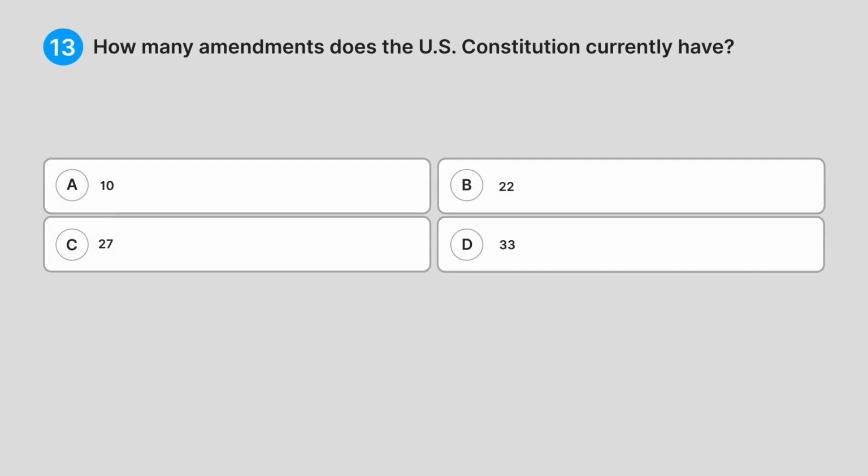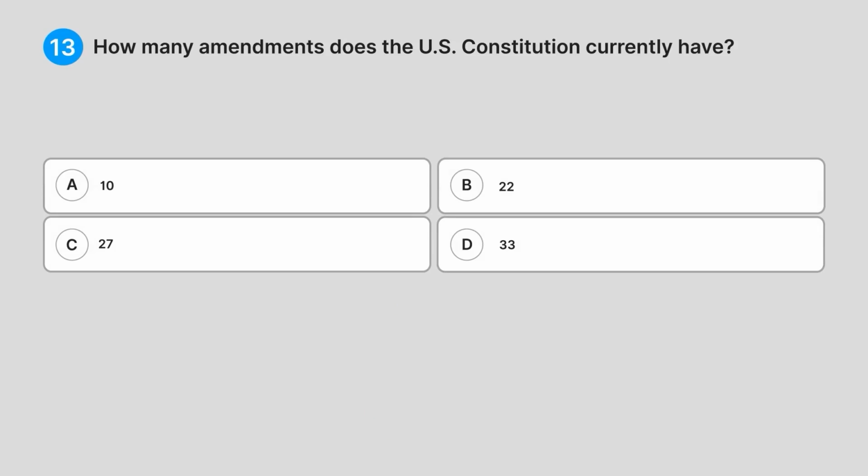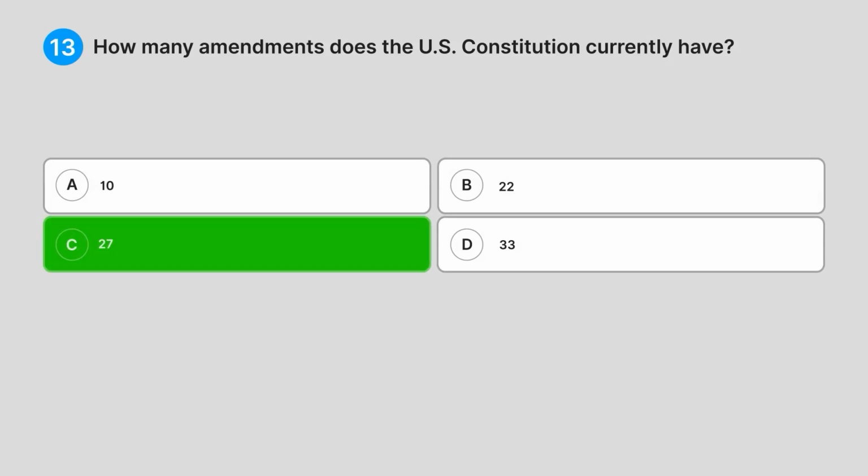13. How many amendments does the US Constitution currently have? A. 10, B. 22, C. 27, D. 33. What do you think is the answer? Correct answer, C. 27.